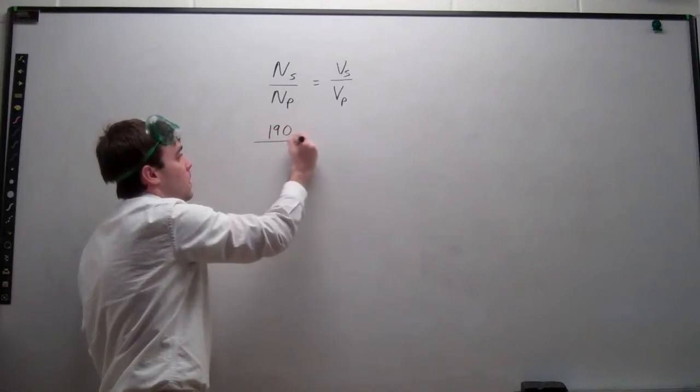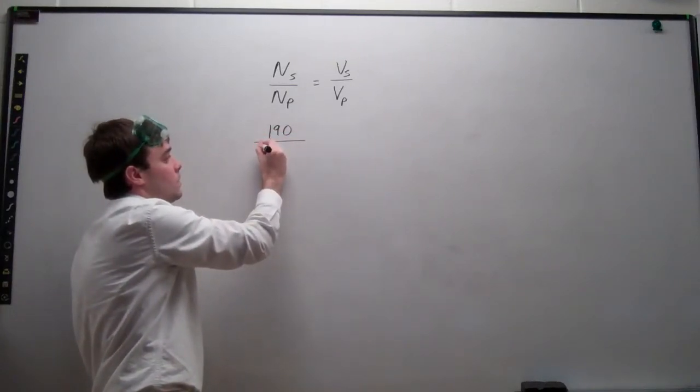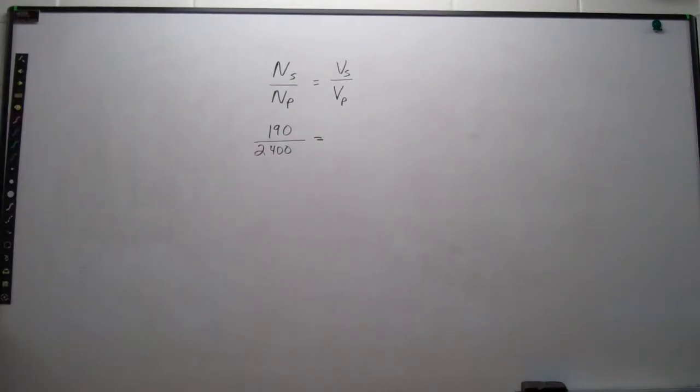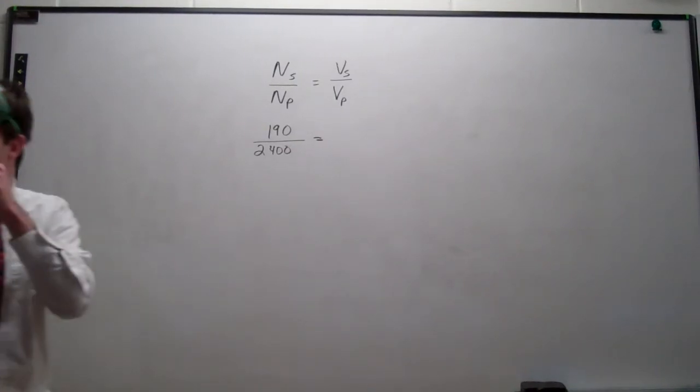190 over primary coil? 2400. I'll go like this. No, you don't have to. You're annoying. Is this guy doing something? Yes, I'm teaching.